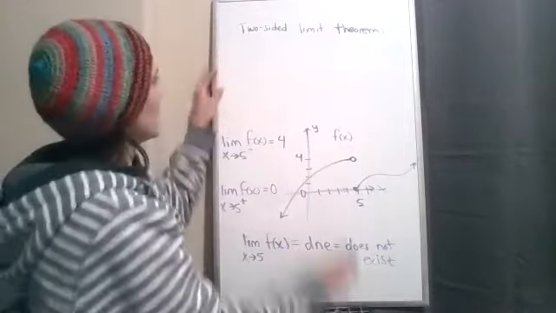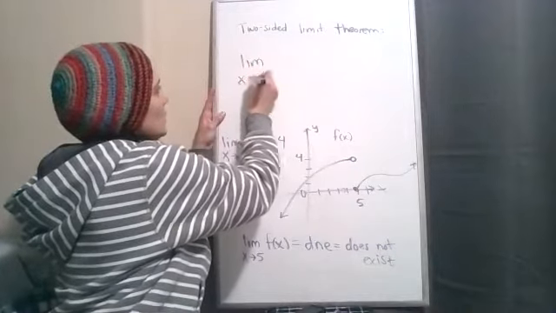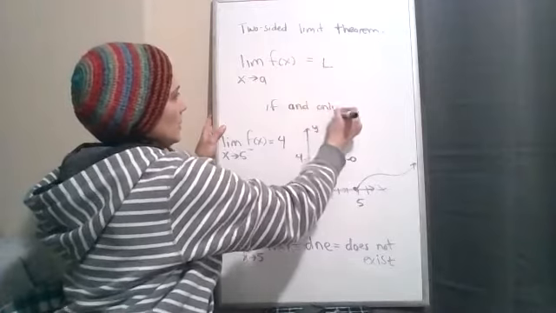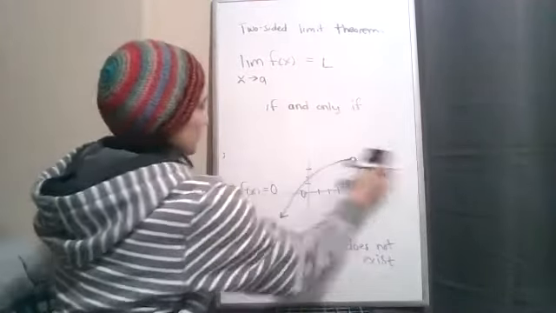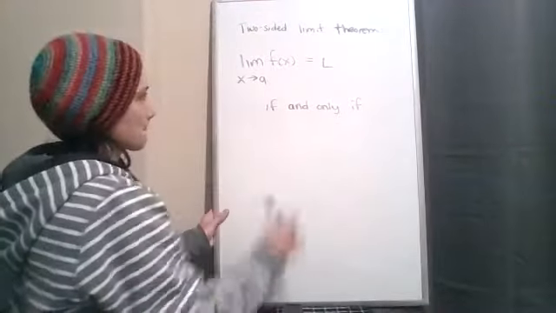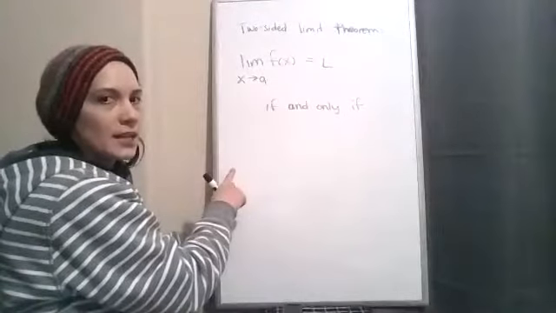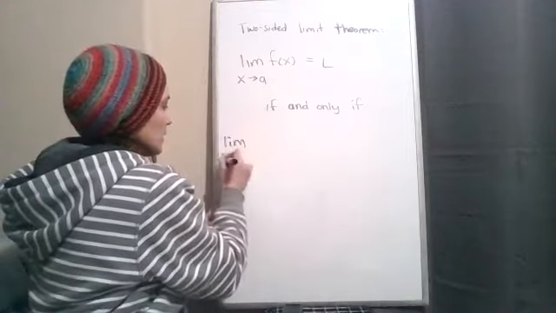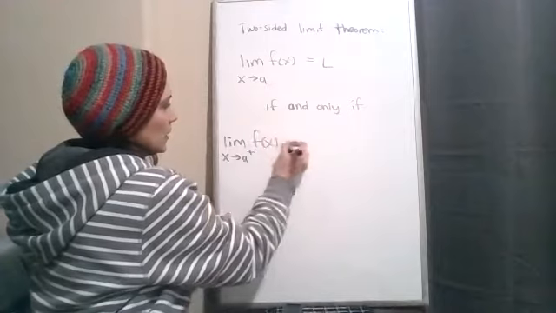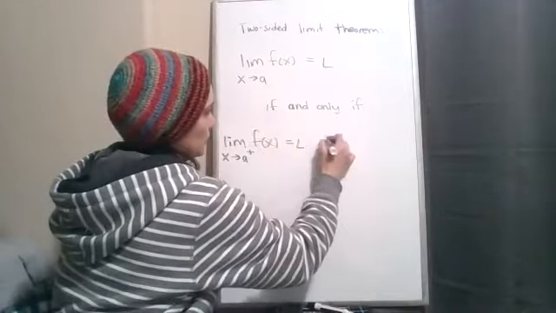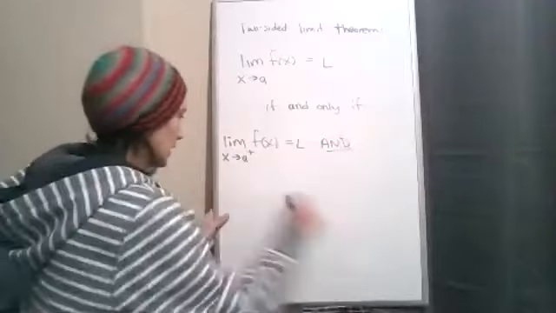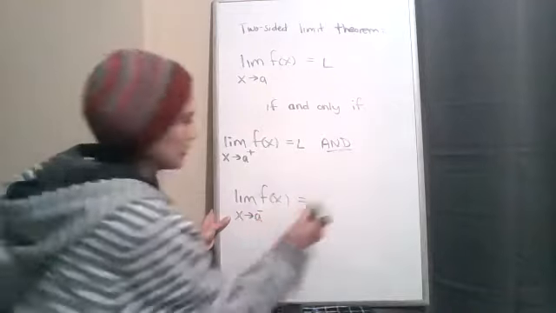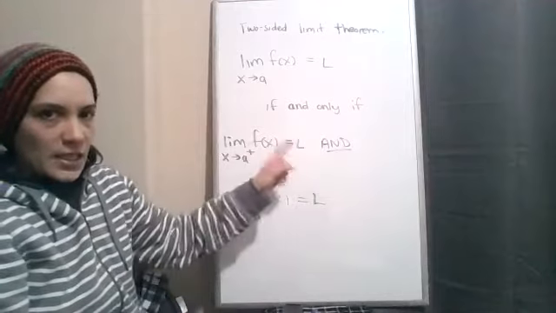Again, the mathematical description will be the limit as x goes to a of f of x equals L if and only if the limit as x goes to a from the right equals L, and as you go to a from the left is equal to L. So the limit as x goes to a from the right for your function f of x equals L, and the limit as x goes to a from the left for function f of x needs to match, equal to L. So first part, L needs to exist. Next part, both sides have to match.